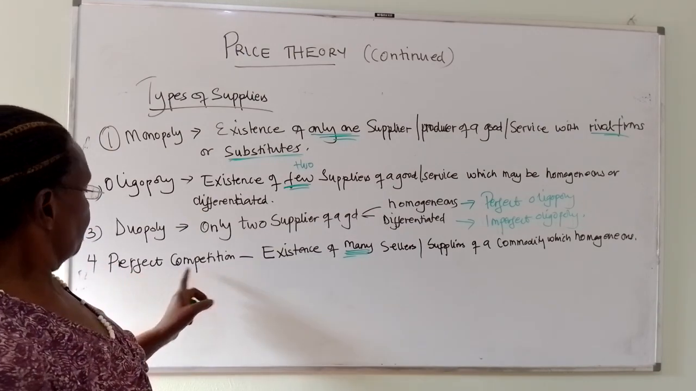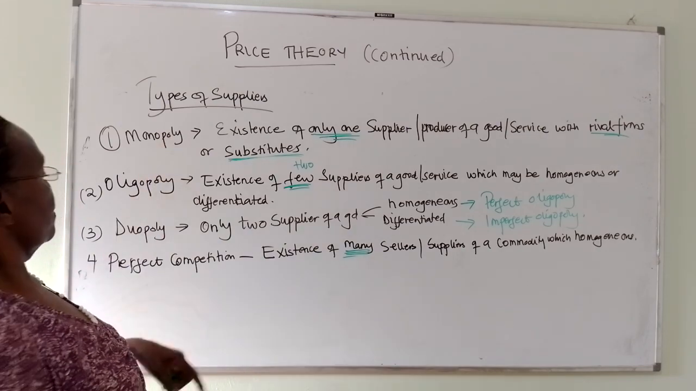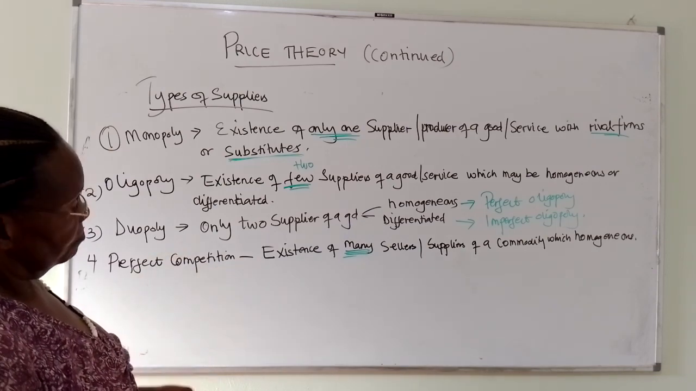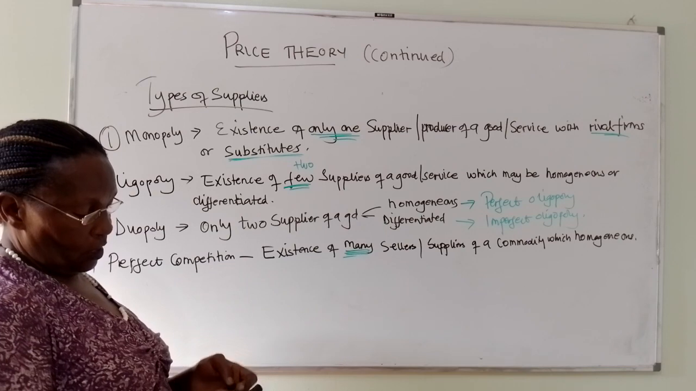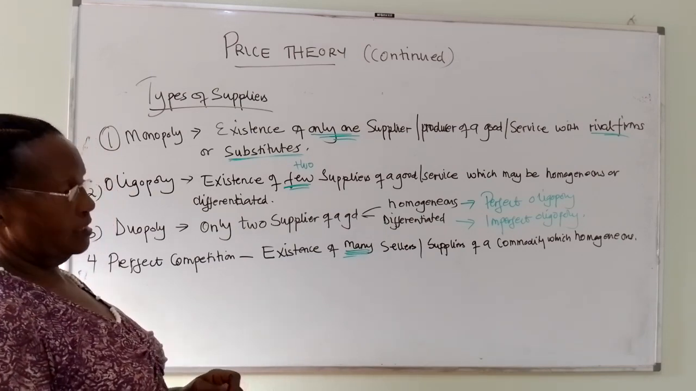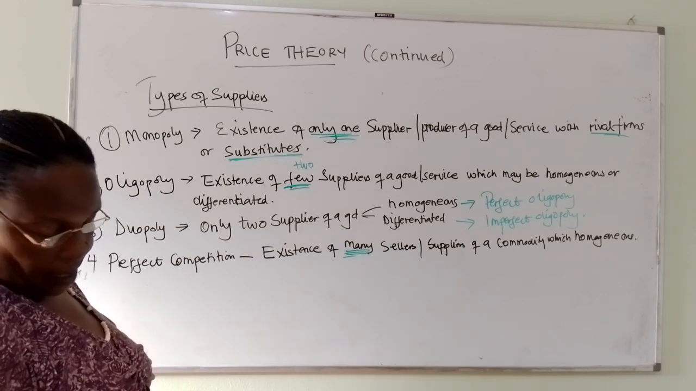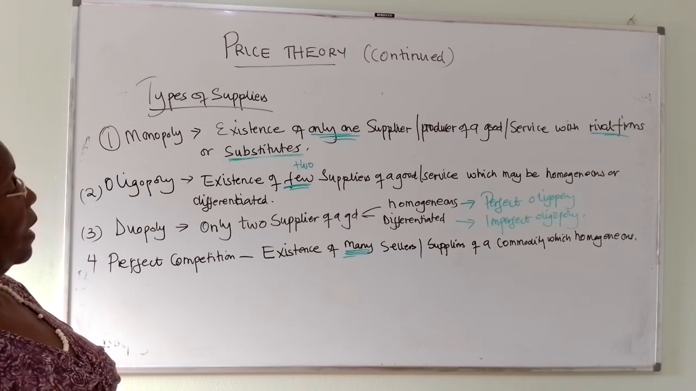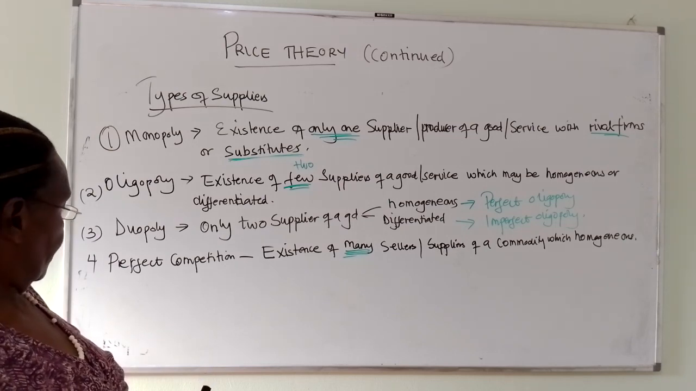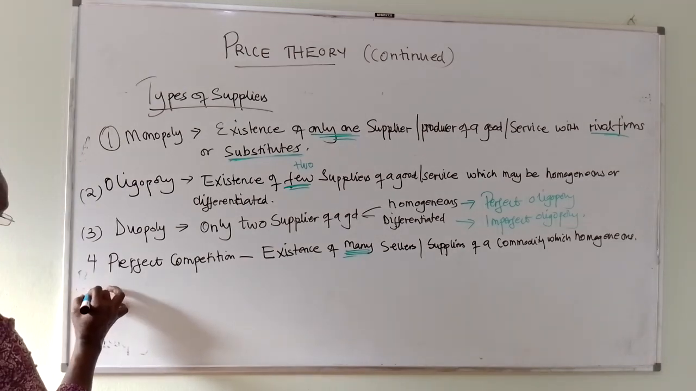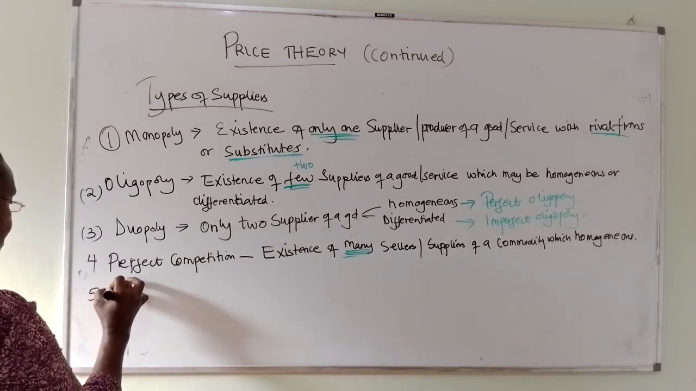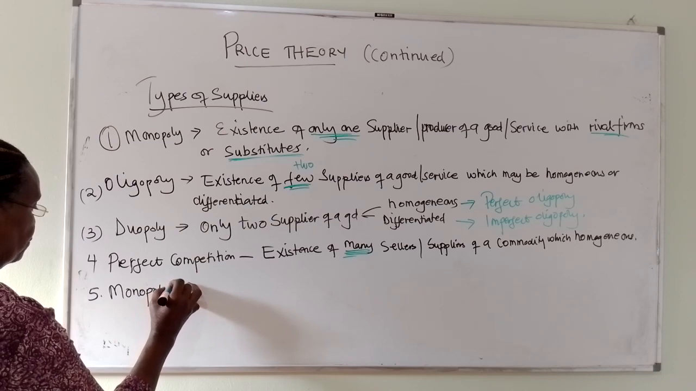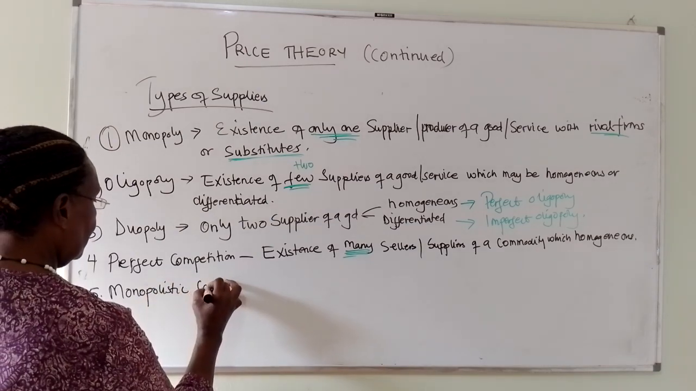And this one, where there is perfect competition, it does not exist where you are one. It may exist where you are few, but it's more prevalent where you are as many as possible. And usually perfect competition exists or operates in capitalistic market economies, or the capitalist economies, also known as the market economy, or unplanned or uncontrolled economy. Then our number 5 of types of suppliers is the monopolistic competition. Monopolistic supplier, monopolistic competitor.